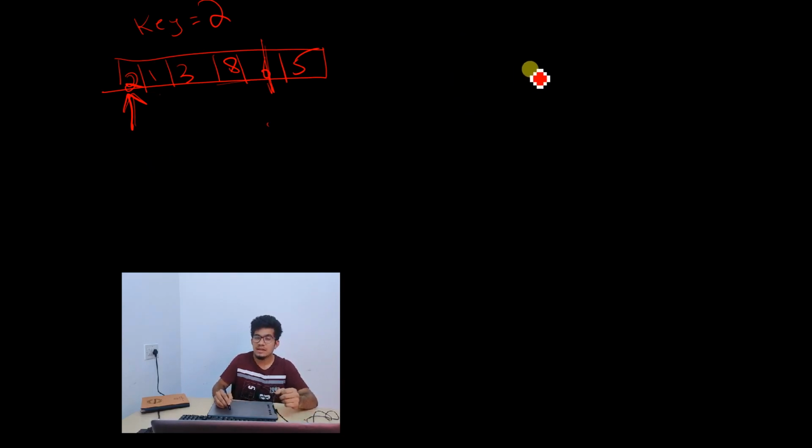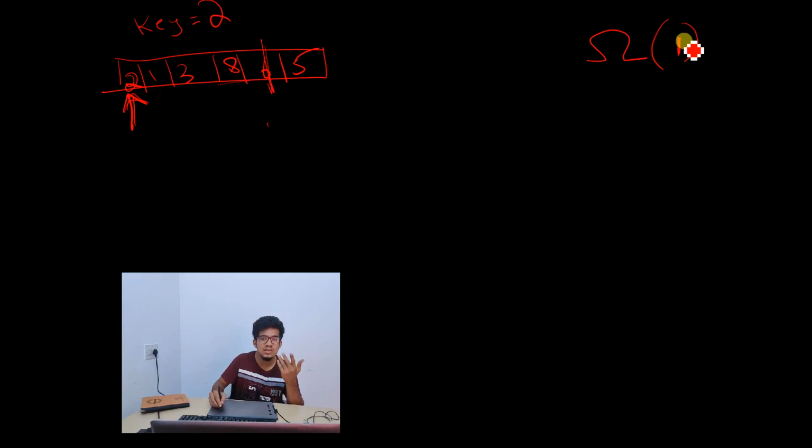And the best time complexity is represented by this notation. This tells us the best time complexity. And as you can see, the best time complexity here is 1, right?